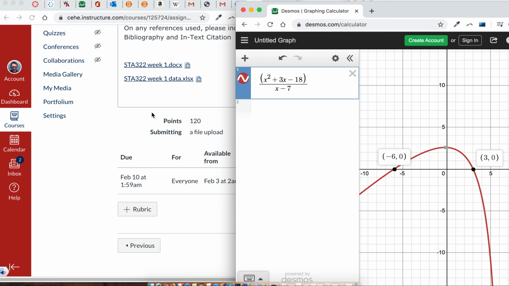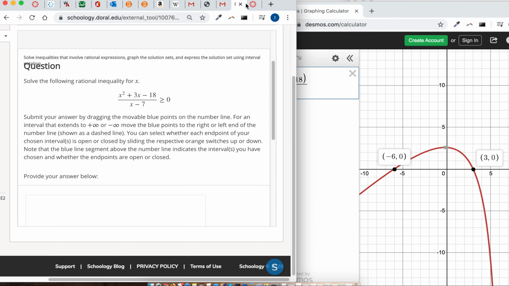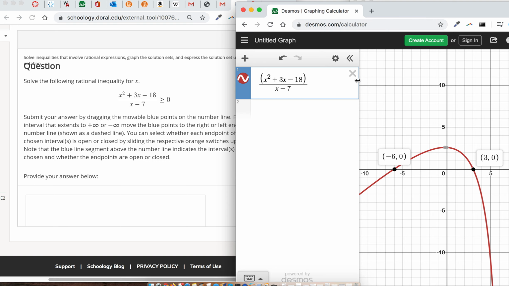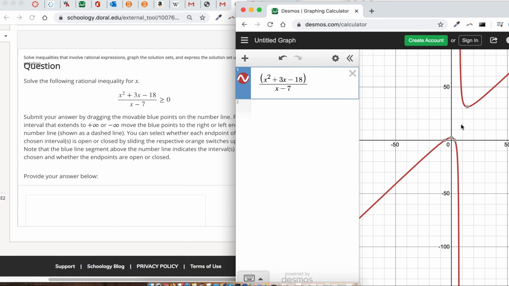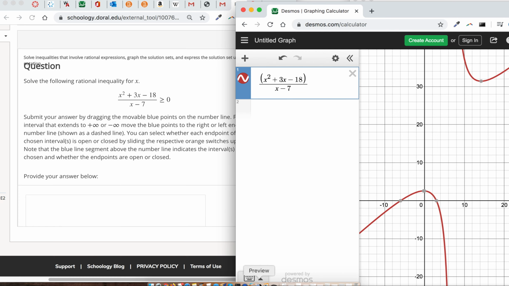Here's the left side. The problem we're working on: x squared minus 18 x minus 7. We want to find out where it's greater than 0, so we want to find out where it's positive. I did miss something. I must have plugged in 4 wrong. Okay, so it's greater than 0 between, what do we say? -6 and 3.